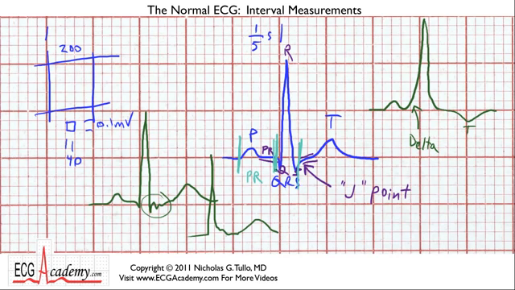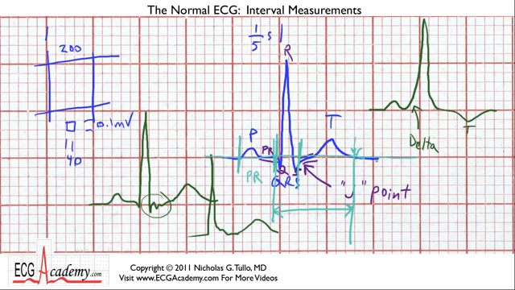And then the other interval that needs to be measured is known as the QT interval, which is the beginning of the QRS complex to the very end of the T wave, where the T wave comes back to the baseline. If you consider this to be the baseline of the QRS complex, where the T wave comes back to baseline, that's considered the end of the T wave.